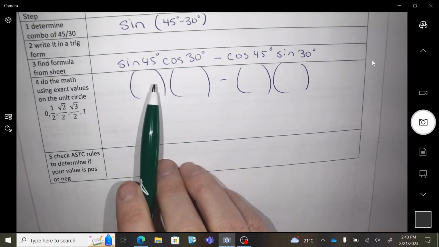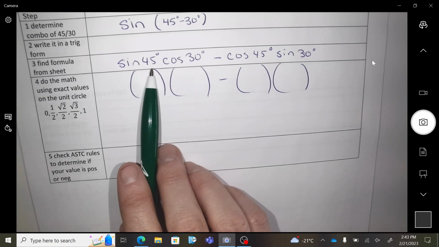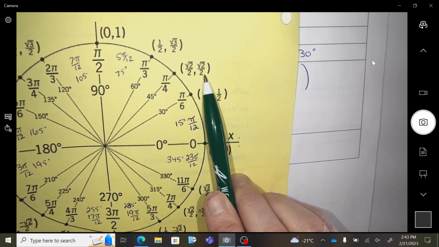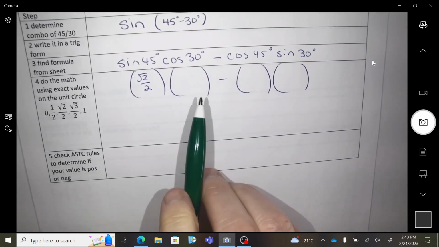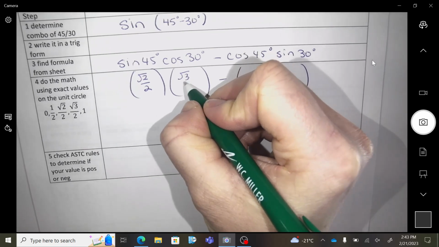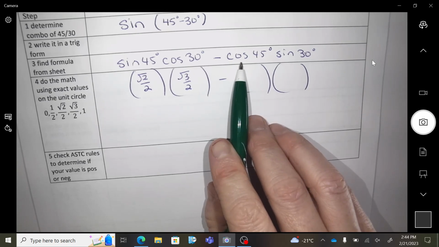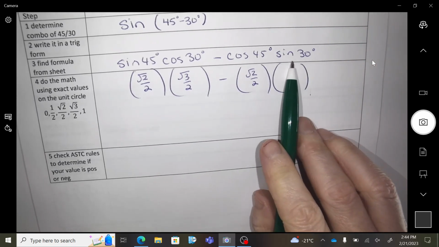So now I'm back to my unit circle. What is the sine number at 45 degrees? So at 45 degrees, what's the y value? Root 2 over 2. What is the cos? So what is the x value at 30 degrees? Root 3 over 2. What is the cos? So what is the x value at 45? Root 2 over 2. And what is the sine? So what is the y value at 30?